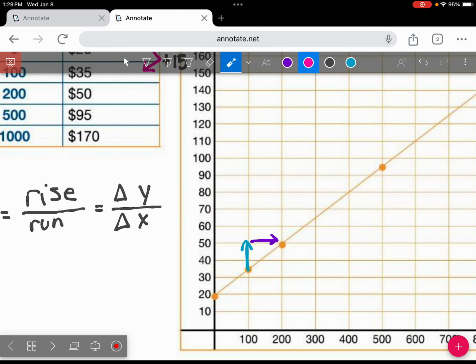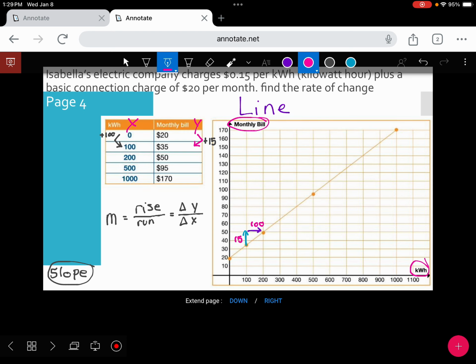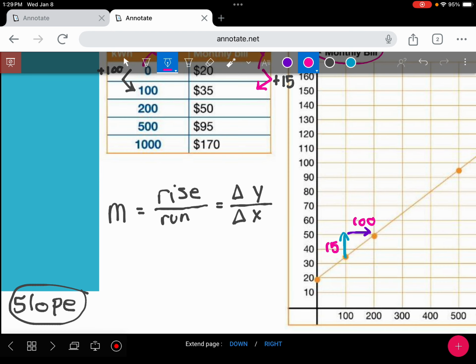So this went up 15 when it went over 100. The change in my y's was 15. The change in my x's is 100. What is that as a decimal? What is 15 over 100? 0.15.